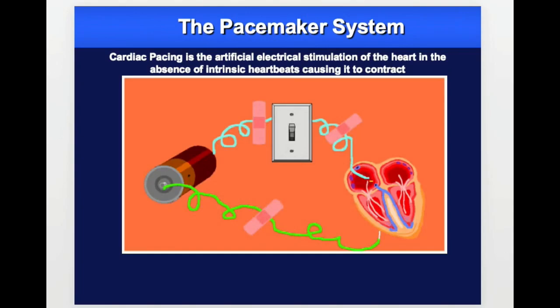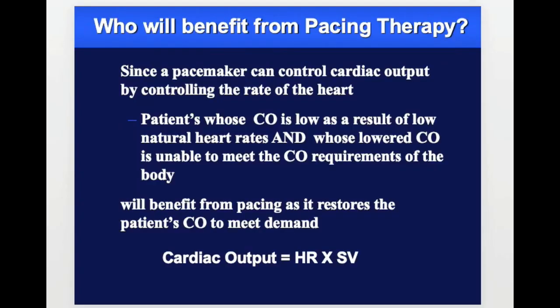The pacemaker is an electrical device which stimulates the heart in the absence of intrinsic heartbeat. Let's see who will benefit from the pacing therapy.